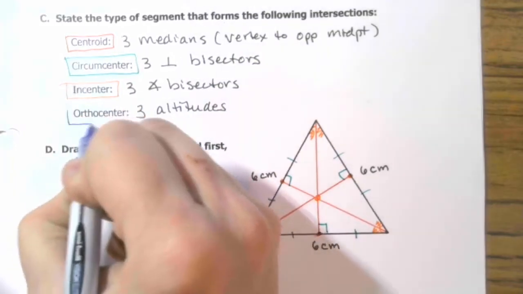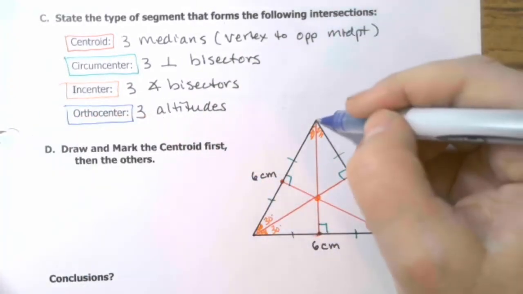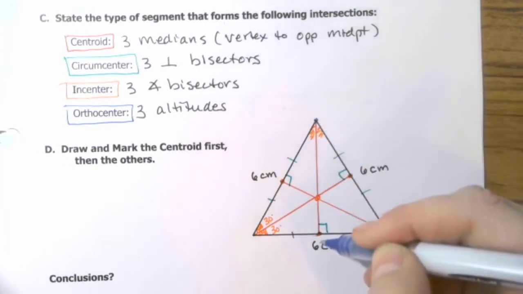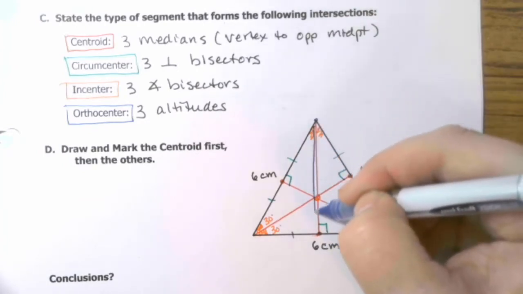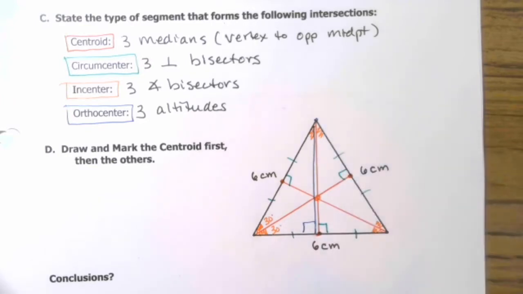Now I think you can judge the theme. The orthocenter is the 3 altitudes. Altitude starts at a vertex, drops straight down perpendicular, and what do you know? Straight down and perpendicular is the same exact line.